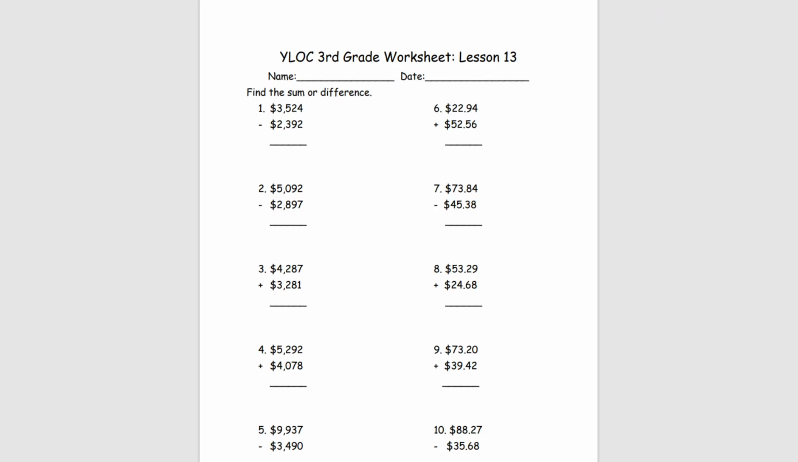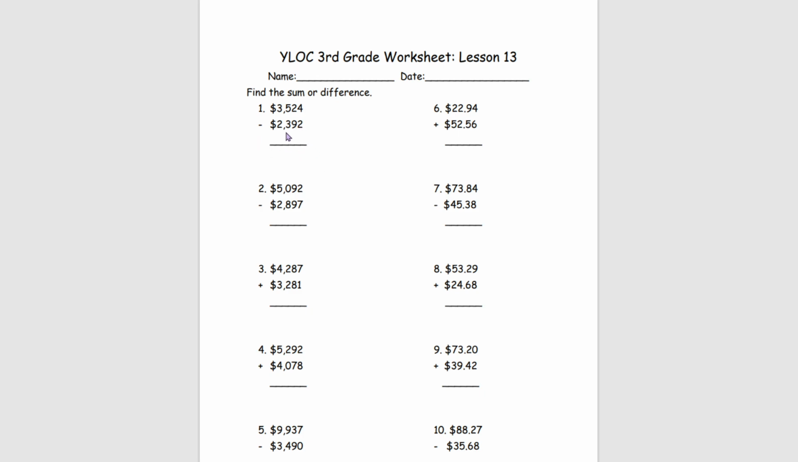Welcome to our third grade worksheet lesson number 13. To start off, we're going to be finding the sum or the difference. Looking at number 1, we have $3,524 minus $2,392. And we're just subtracting it.